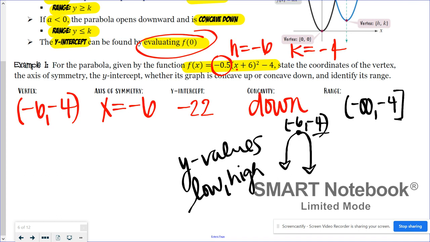I could totally use the inequalities. This one would be like y, all my y values are less than or equal to negative 4. Okay, either way works for me. So what's going to work for you? You need to decide that, okay? But we use the y-coordinate of our vertex to find our range.